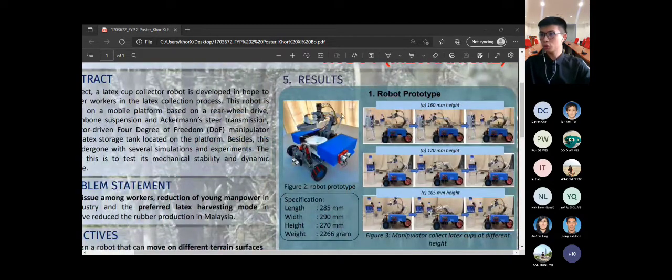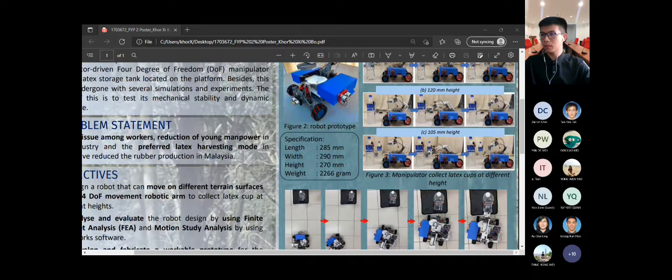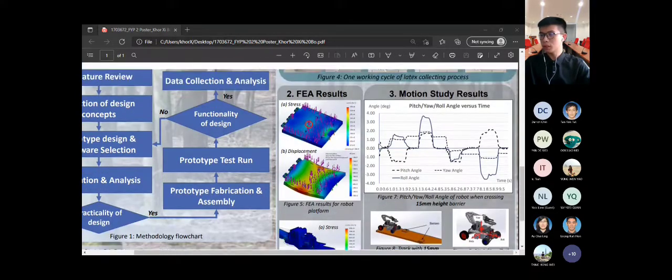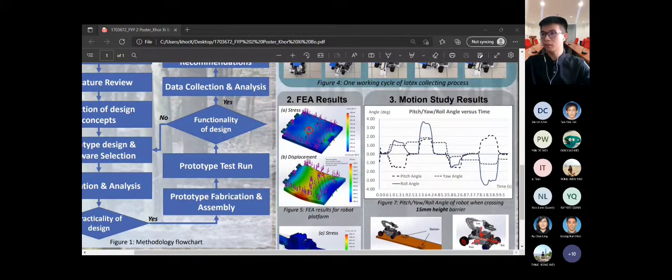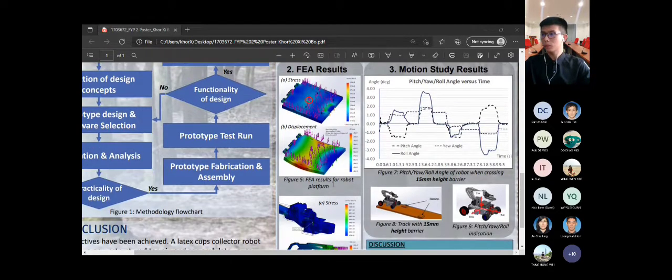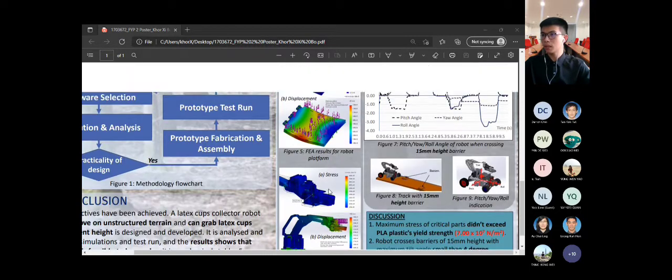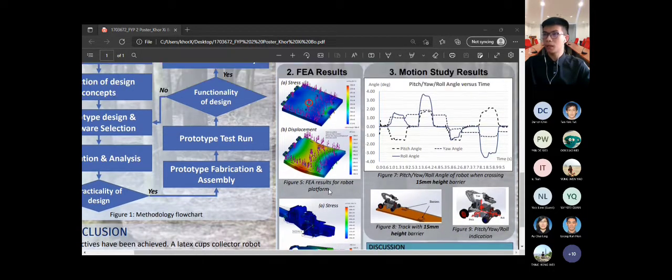This Figure 2 shows the prototype of the latex card collector robot in this project, and this is the specification of it. Now let us move down here to the results of the simulation and analysis first. In finite element analysis, the robot platform and also the robotic arm are used to test the effect of the mechanical structure towards external loads.